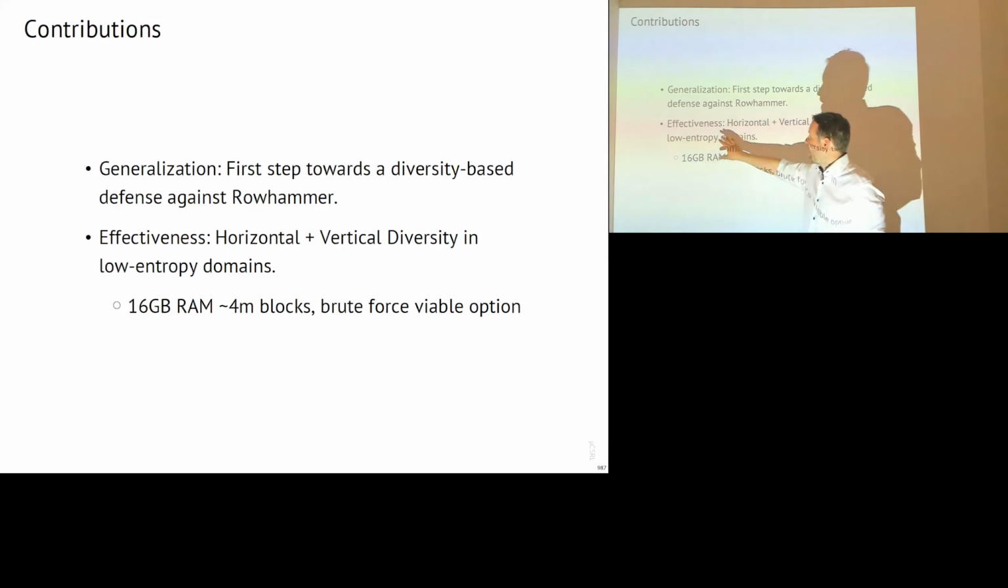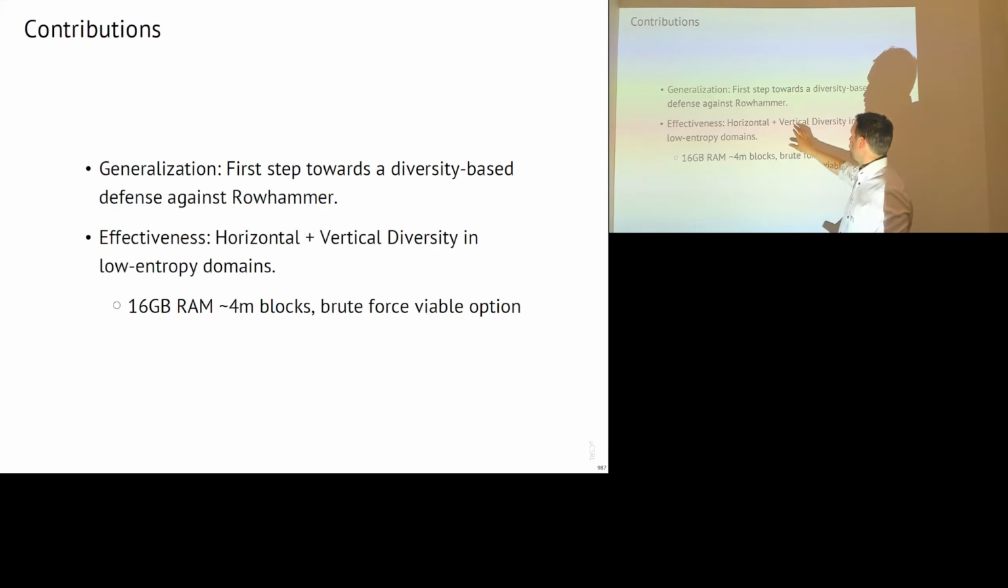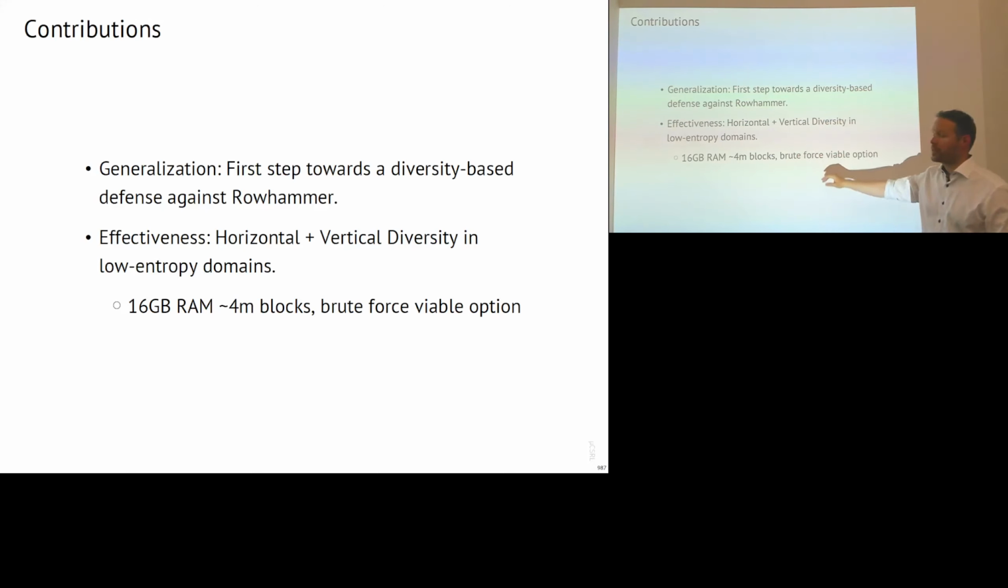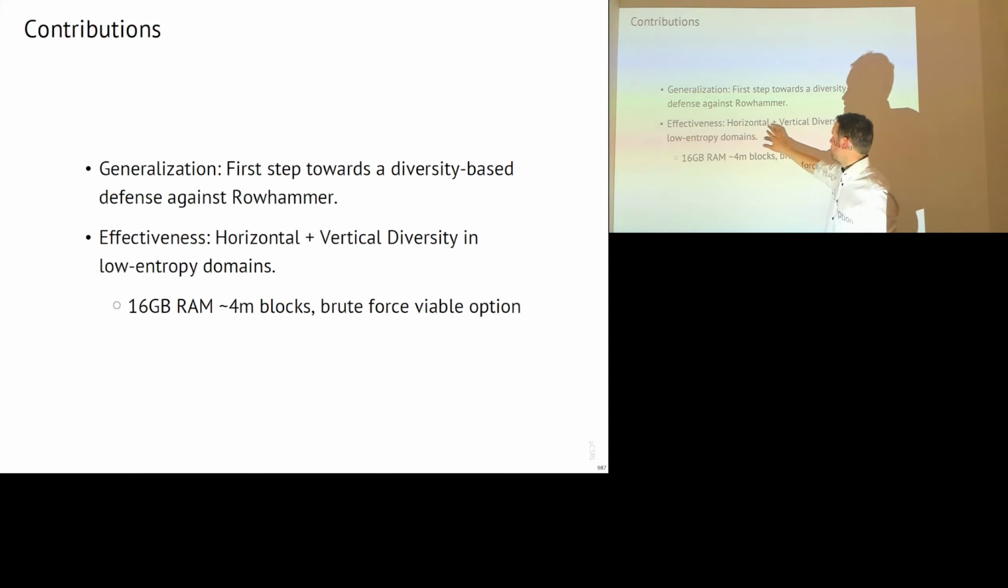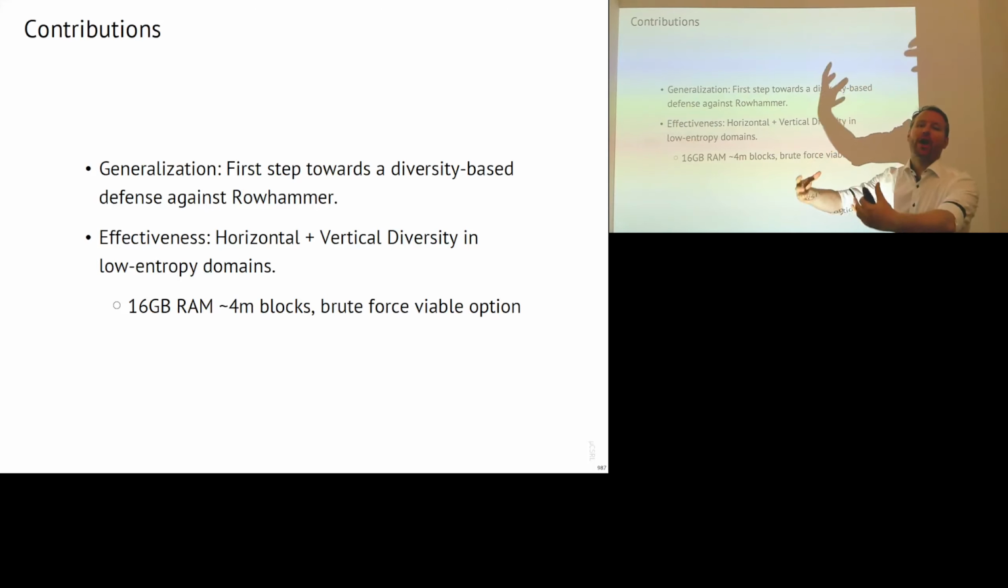And the second one is effectiveness. We find that horizontal and vertical diversity combine to effectively cope with low entropy domains. So even though there are only 4 million blocks, and brute force is viable for this small amount of blocks, you can deal with some sophisticated kind of spatial diversification, and you can still get an order of magnitude higher protection out of the system. And so I think these are the biggest takeaways and the biggest surprises for us when doing this research.